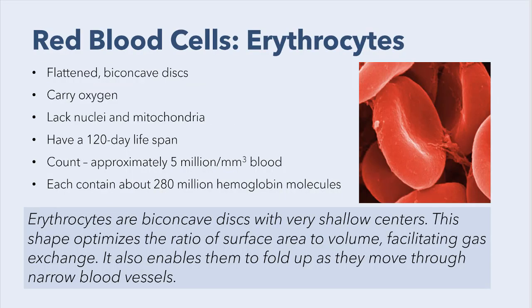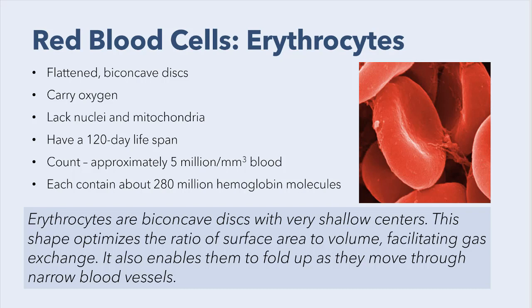So some major characteristics for erythrocytes: they are flat and biconcave disc-shaped cells that carry oxygen. They don't have the mitochondria or a nucleus, and for those reasons, they can only survive around 120 days. They pack lots of hemoglobin, around 280, and their function is to transport oxygen and carbon dioxide from and to cells.